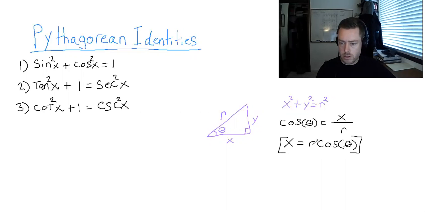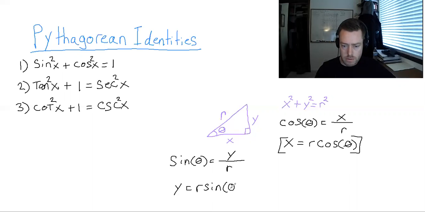Now, since we did cosine, let's also do sine. The sine of theta is equal to the opposite over the hypotenuse. Opposite in this case is the side opposite theta, which happens to be y. So y over the hypotenuse, and the hypotenuse is r. We're going to do the same thing and solve for y. So y in this case is equal to r sine of theta.